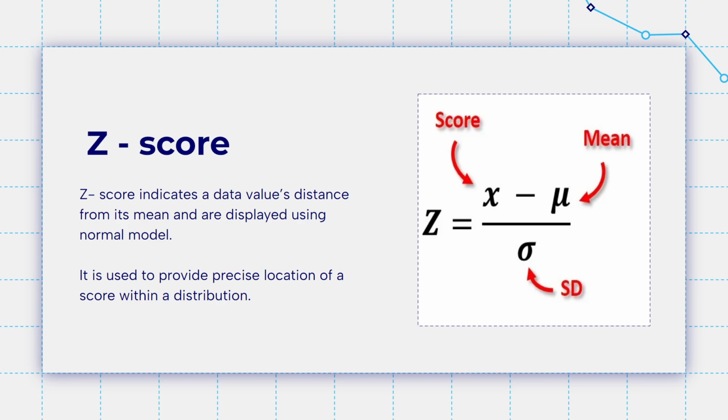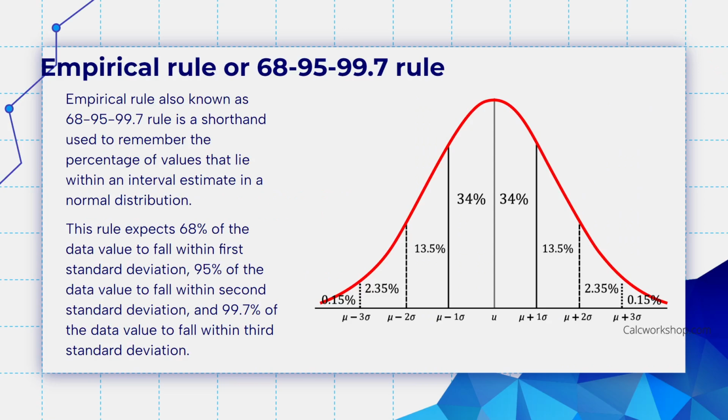Z-score. What is a z-score? A z-score indicates a data value's distance from its mean and is displayed using a normal model. It is used to provide a precise location of the score within a distribution.